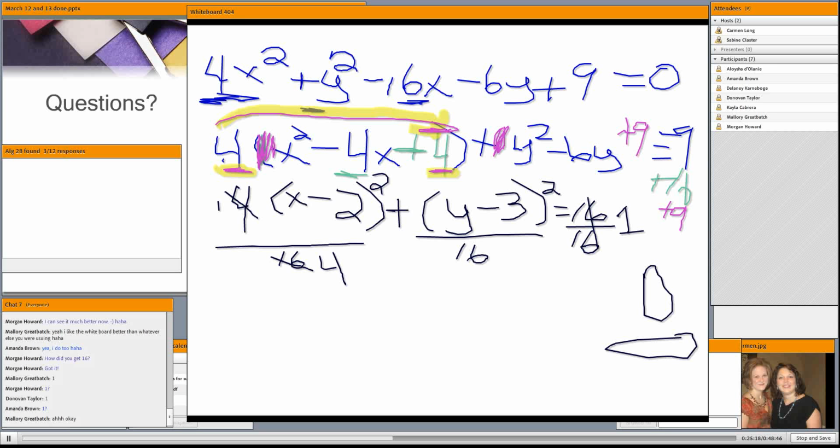Good, Amanda. Good, Mallory. One's bigger, so it's going to open on that. Right, Delaney? Right, AJ? Good. Okay, so you see how it works: this is bigger, so it opens on the y-axis, so it's going to be this way.